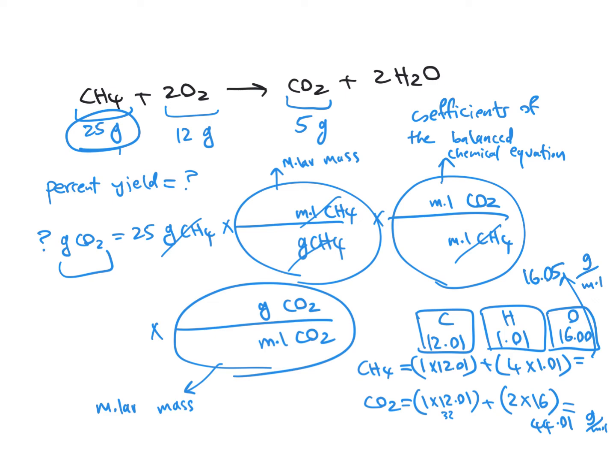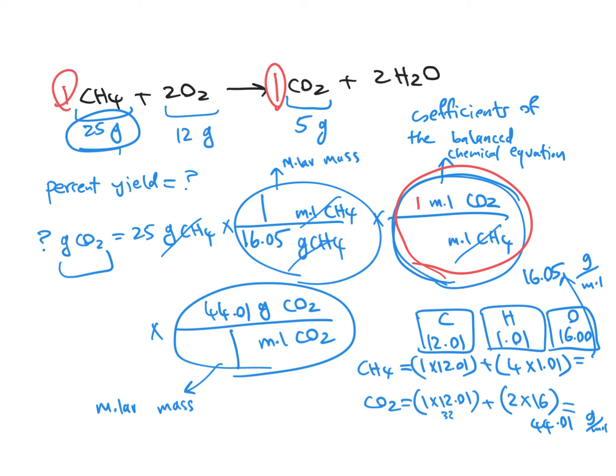Grams per mole. So for CH4, 1 mole of CH4 has this much of mass. 1 mole of CO2 has also this much of mass. And here, what is this ratio here? Exactly, 1 to 1. So you put these numbers in calculator and find the answer. And you do the same for O2 as well.